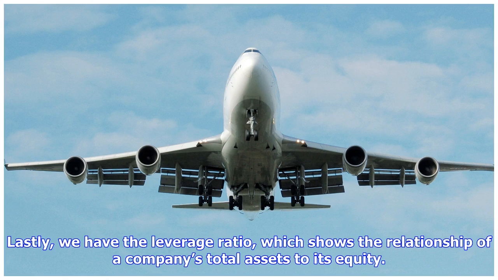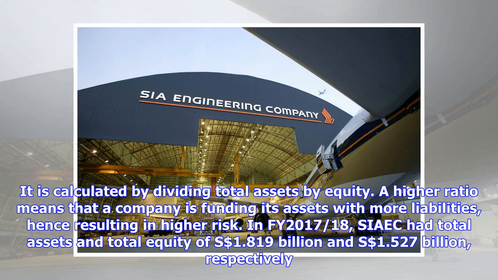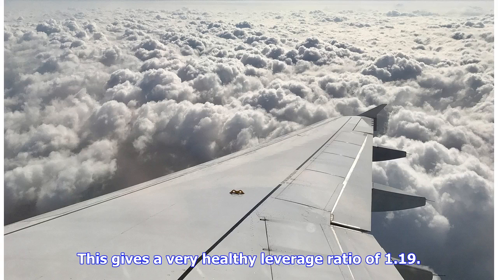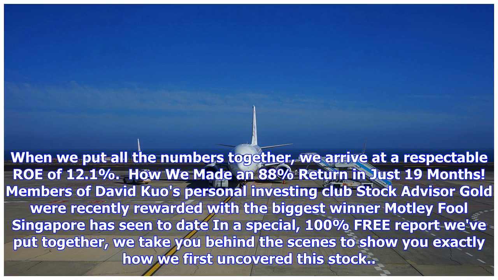Lastly, we have the leverage ratio, which shows the relationship of a company's total assets to its equity. It is calculated by dividing total assets by equity. A higher ratio means that a company is funding its assets with more liabilities, hence resulting in higher risk. In FY 2017-18, SIAEC had total assets and total equity of $1.819 billion and $1.527 billion, respectively. This gives a very healthy leverage ratio of 1.19. When we put all the numbers together, we arrive at a respectable ROE of 12.1%.